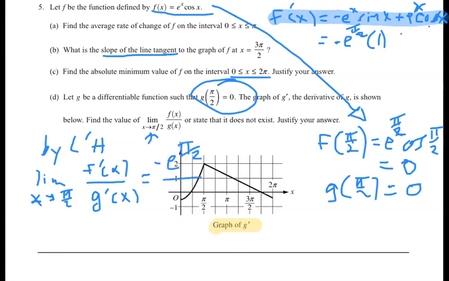And then g prime, this is the graph of g prime. So g prime at pi over 2 is right here. So the limit from the left goes to there, and the limit from the right goes to there. So that puts a 2 in the bottom, and that right there is the answer, negative e to the pi over 2 over 2.